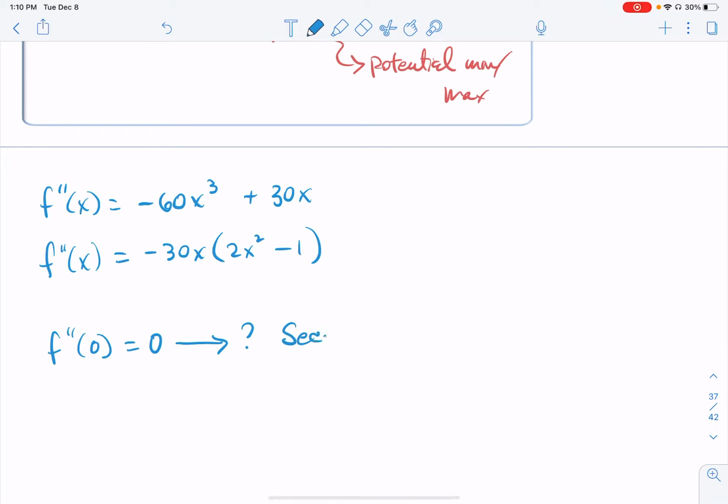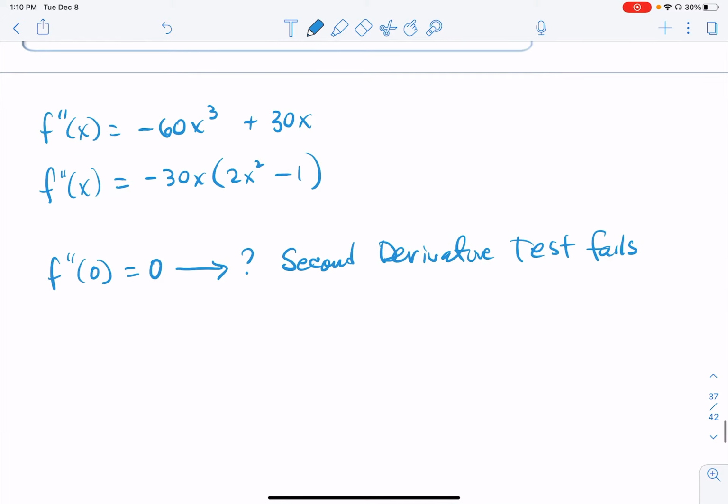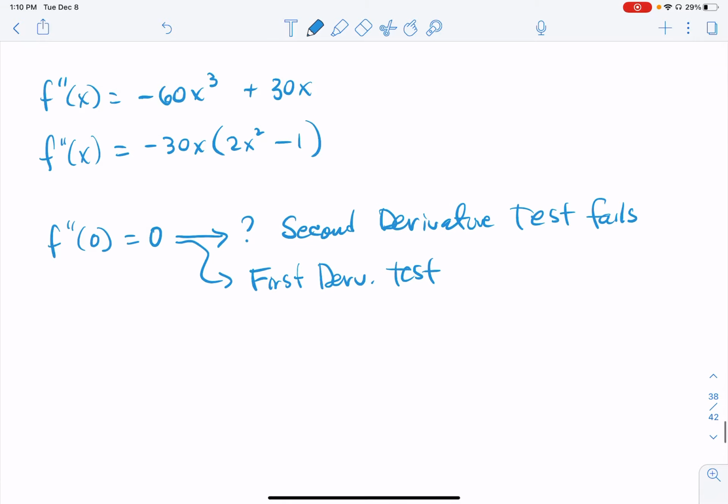So second derivative test fails. The second derivative has to be either positive or negative, not 0. So what do you do then? In this case, you have to go back to the first derivative test, and we'll do that at the end. So I'm being totally lazy. I'm going to get through the second derivative part of this because that part is easier for the other two.